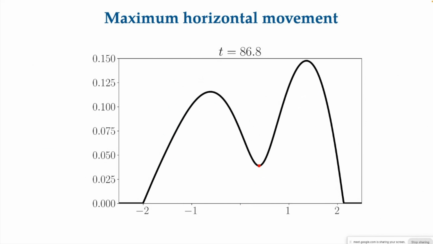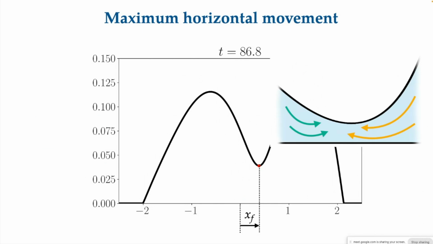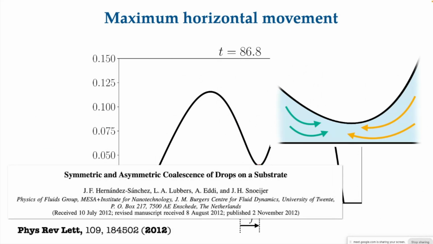And once it reaches a stage, it starts turning back, and this stage where the movement stops, we denote by XF. Why it turns back is that now you have asymmetry in your geometry, and this also creates asymmetry in your Laplace forces, and your neck starts moving towards the left. This is well explained by this PRL of Yokoyama.